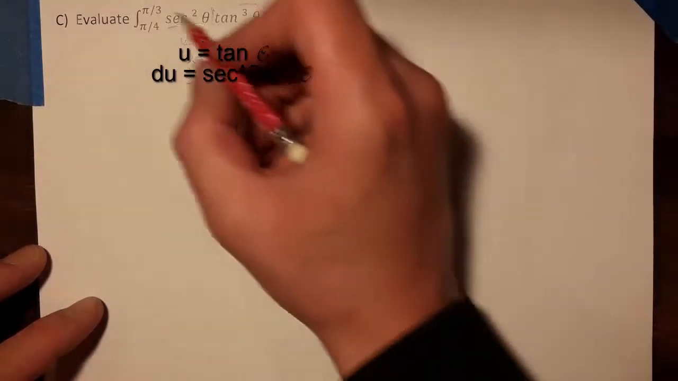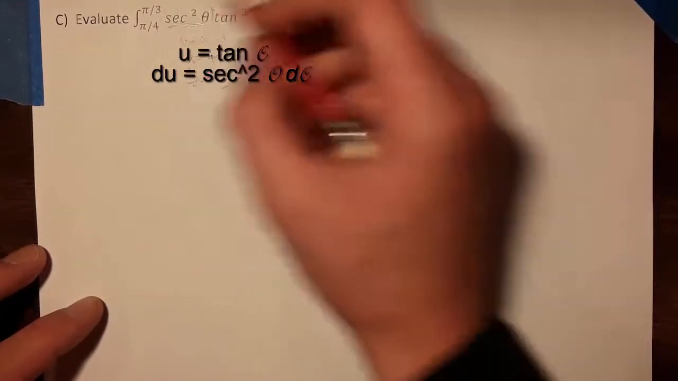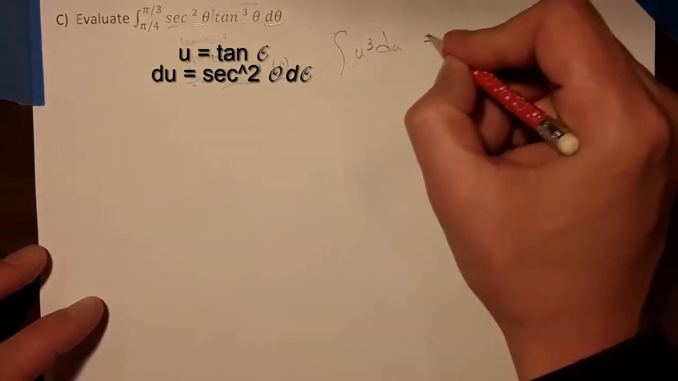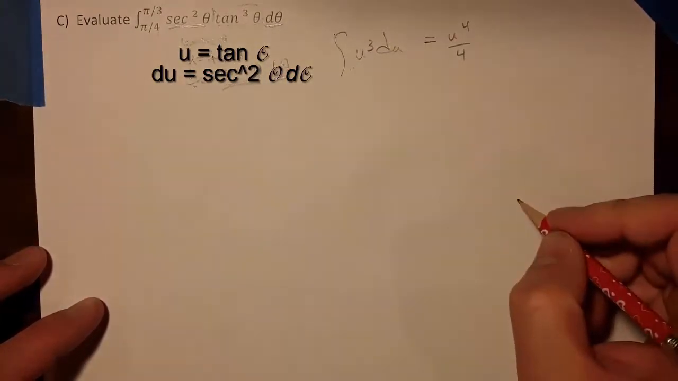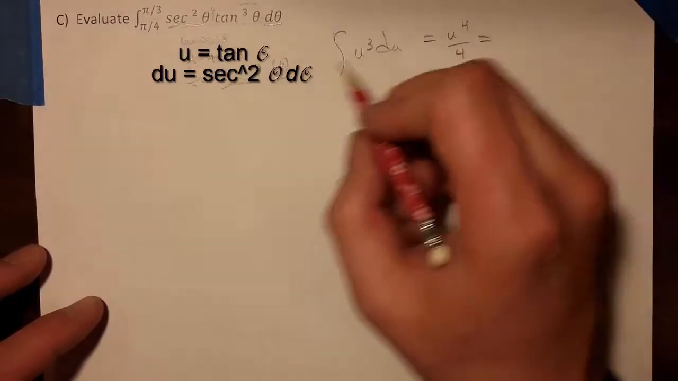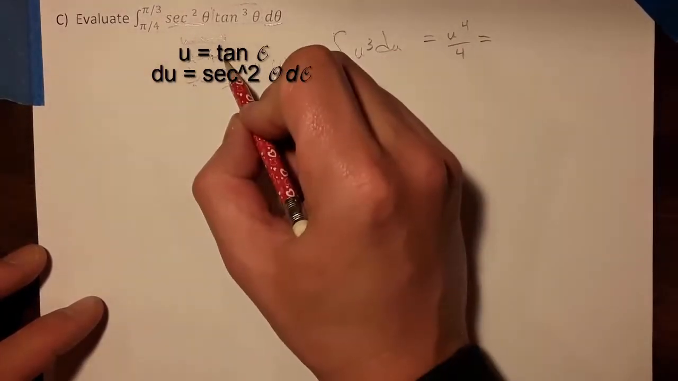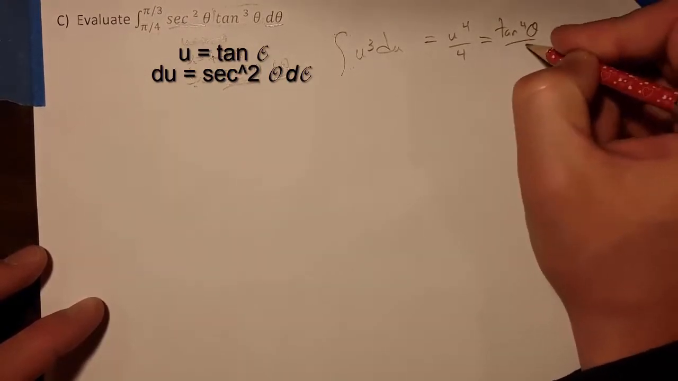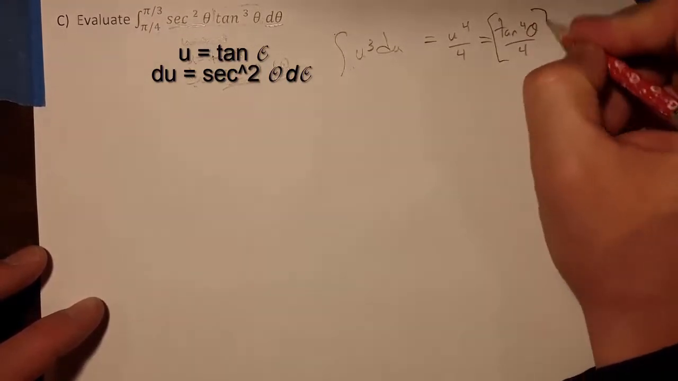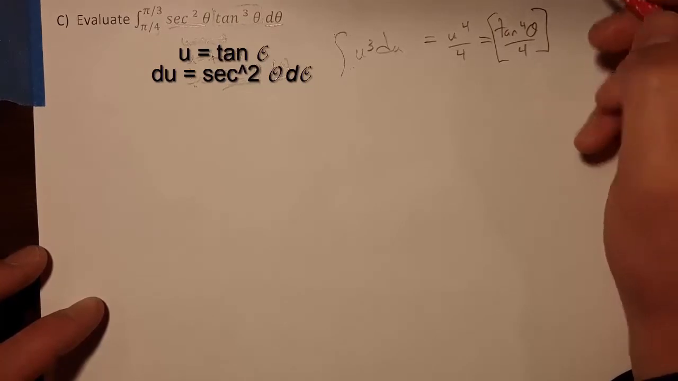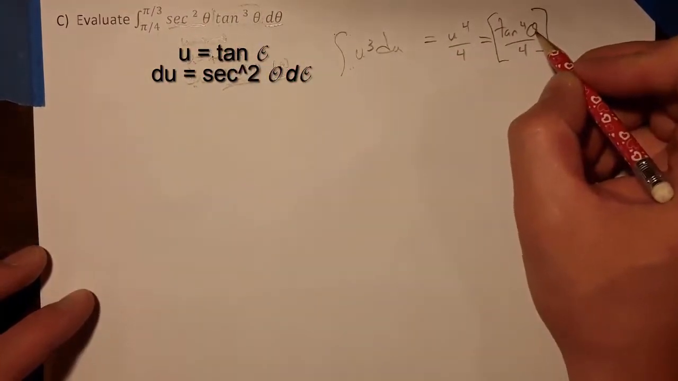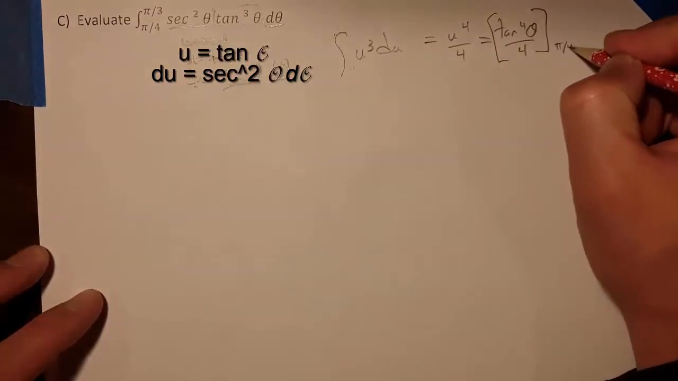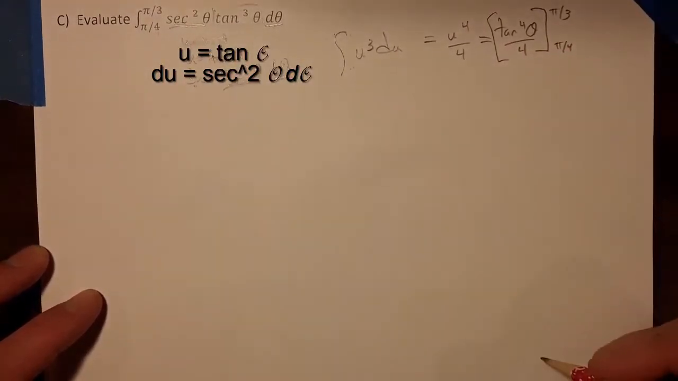Now, if you want, you could go and convert these limits of integration into u values and tack them on here. Or you can just do the integration as is and then back sub. Instead of a u, I can put in a tangent. I can just call this tangent to the 4th over 4. And then since I'm back in theta, I guess it's not x values, but theta values, I can put in the original pi over 4 and pi over 3.